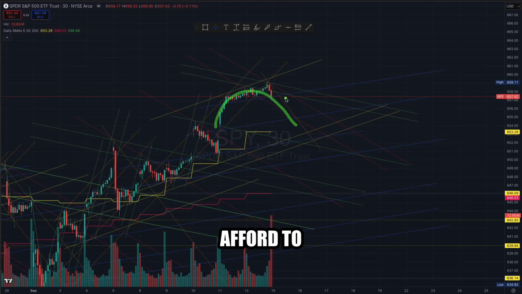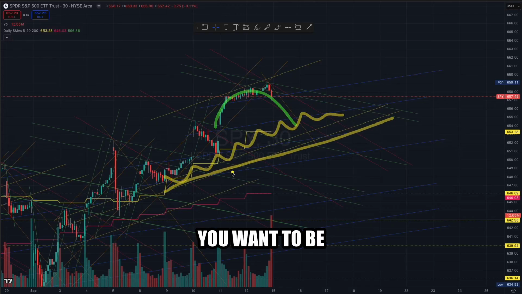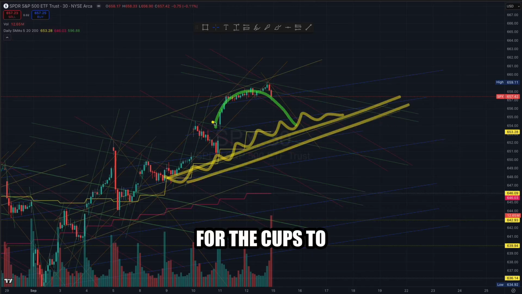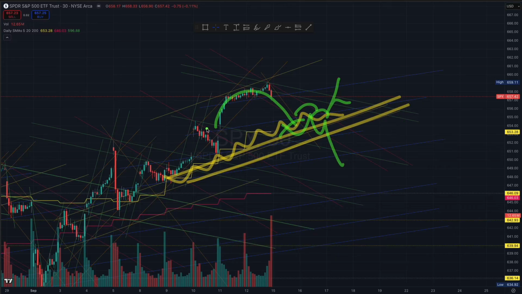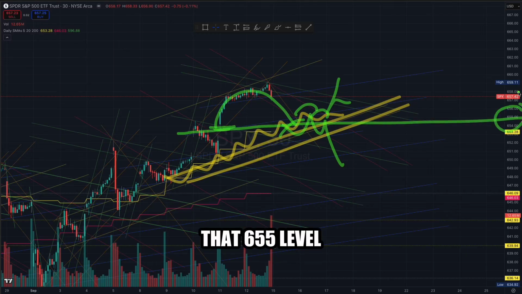Now, you can't afford to wait because 5-day will start catching up, and more importantly, you want to be looking out for the cups to close and for key structure here, especially off that yellow algorithm, off that 5-day moving average. As a resistance, you will have more clarity if this wants to head down, especially after closing the cup near to that 655 level there. So that's the first layer. You have to look out for that.